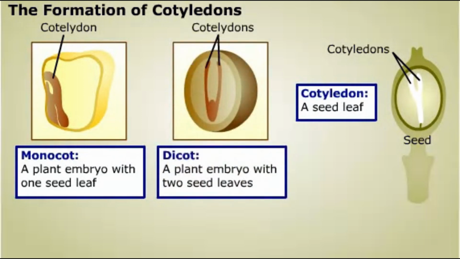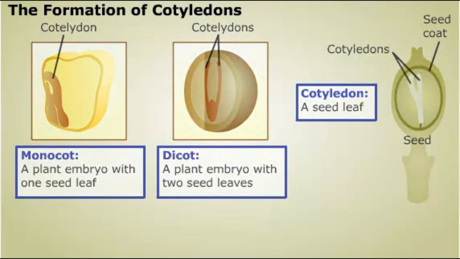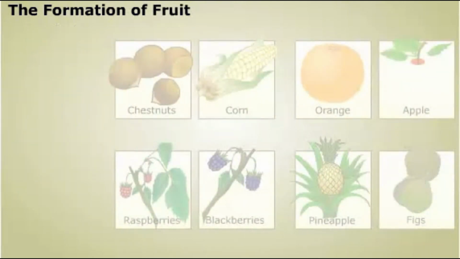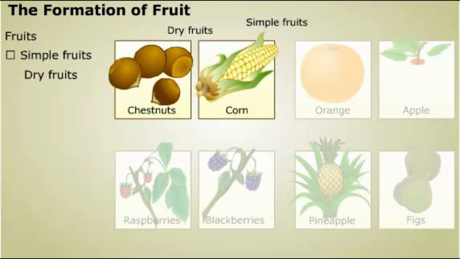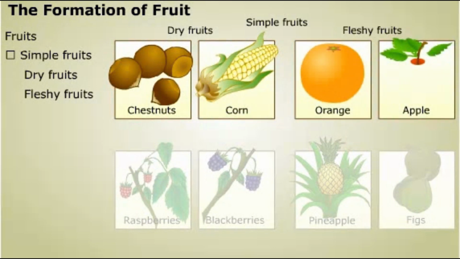The ovule loses water and matures into a seed when a protective seed coat forms. While the ovule is maturing into a seed, the flower's ovary develops into the rest of the fruit. Simple fruits form from a single ovary. They may be dry, such as in chestnuts and corn, or fleshy, as in oranges and apples.